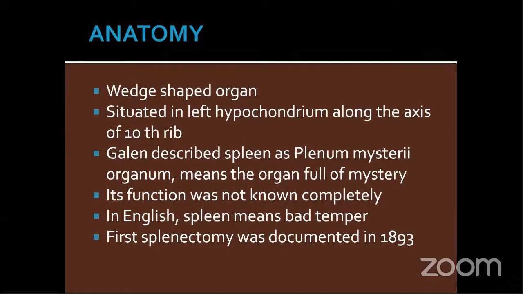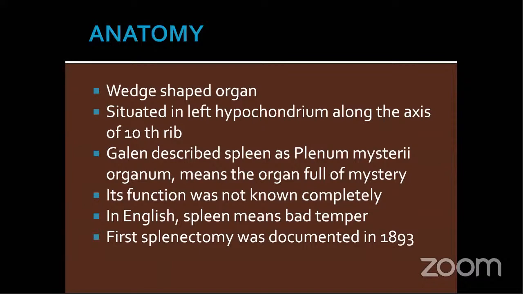So coming to the brief anatomy, as you all know, it is a wedge-shaped organ situated in the left hypochondrium. It is well protected under the rib cage and is present along the long axis of the 10th rib. Previously, in olden days, it was called splenum mysterium organum, the organ full of mystery. That means its function was not at all known. Why is it there? Many people did not know the function of the spleen. But until recently, many splenic functions have come into the picture.